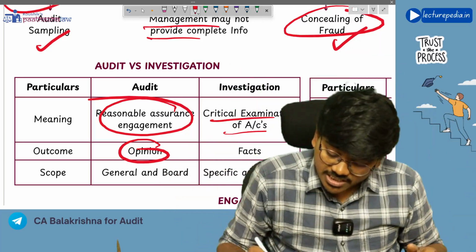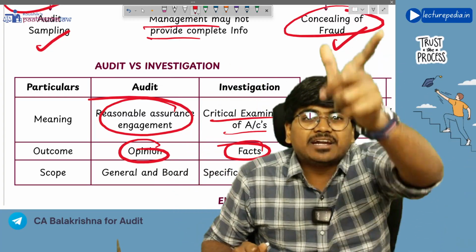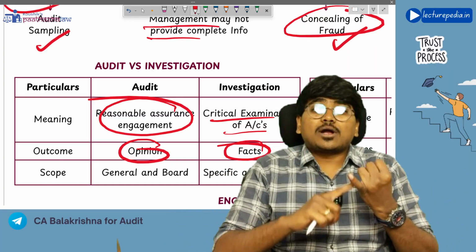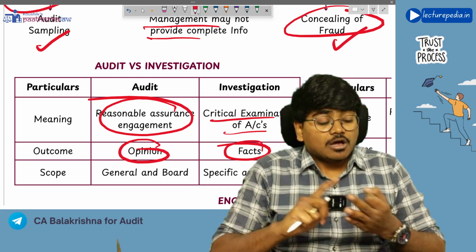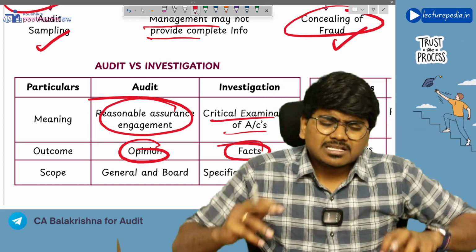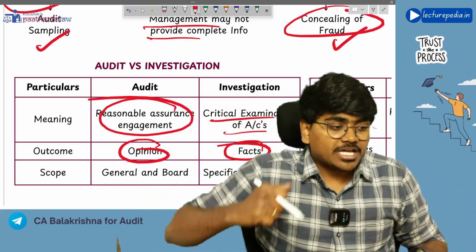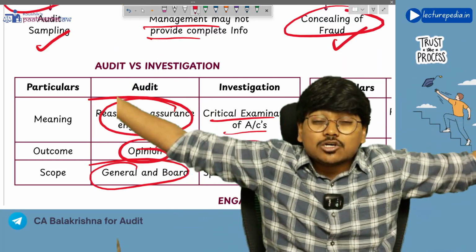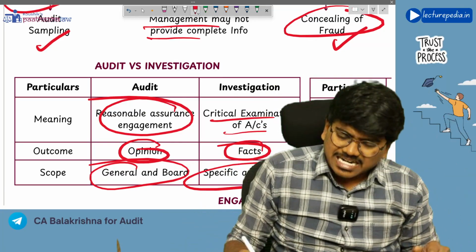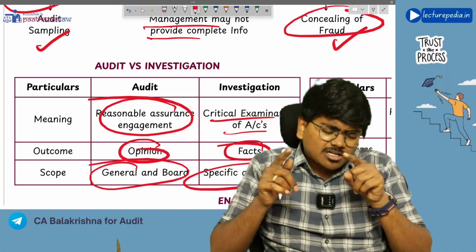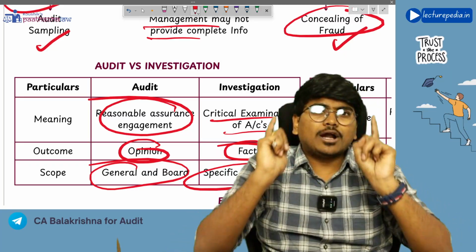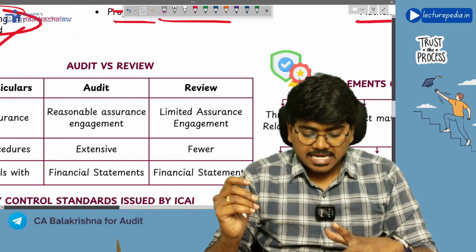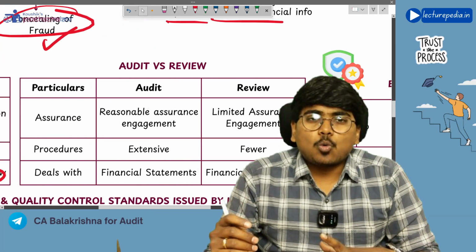Whereas in case of investigation, the outcome is fact finding. The investigation will reveal certain facts like who committed fraud, what is amount involved in the fraud, from how much time the fraud is being conducted. These kind of facts will be found out from investigation. And the scope of audit is general and broad, whereas scope of investigation is narrow and specific. Investigation focuses only on the area where the fraud has occurred. Got it? Yes.